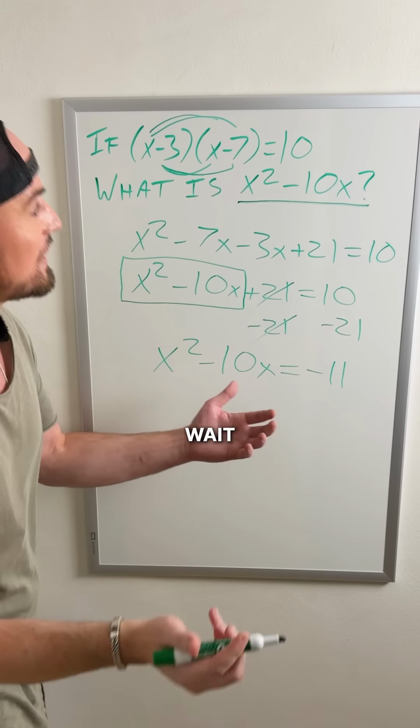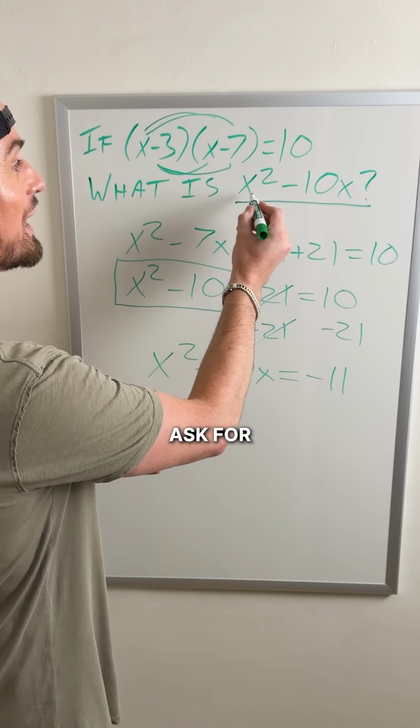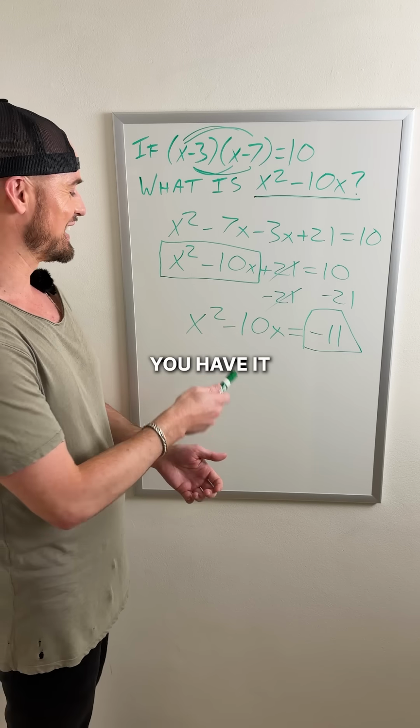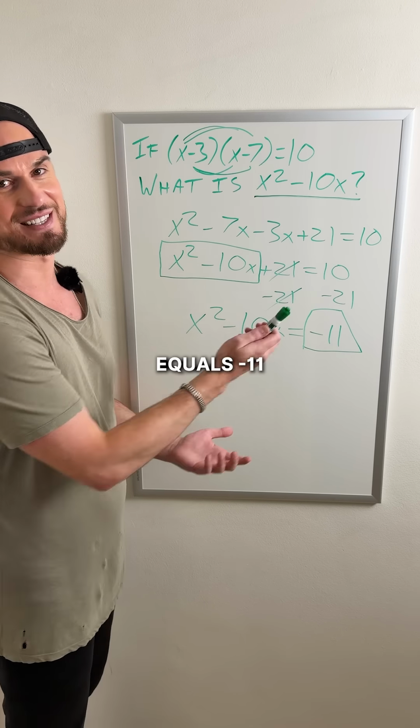And, wait a second, hold on. What did it ask for? x squared minus 10x? x squared minus 10x right here. And there you have it. x squared minus 10x equals negative 11.